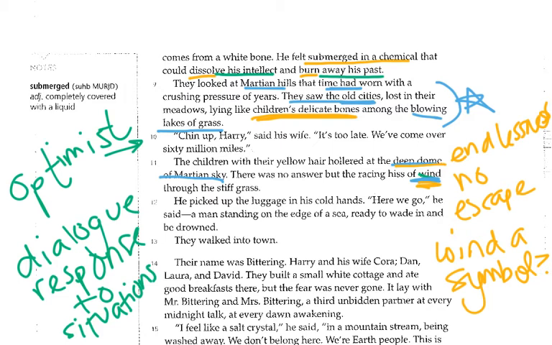"He picked up the luggage in his cold hands. 'Here we go,' he said. A man standing on the edge of a sea, ready to wade in and be drowned." All right, again, perhaps foreshadowing, creating an eerie tone, and it's giving me a description of the setting, but also perhaps of his characterization. He is ready to be drowned. He's ready for a terrible experience. "And then they walked into town."